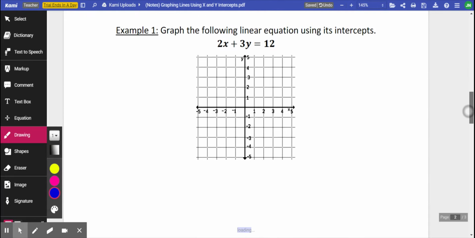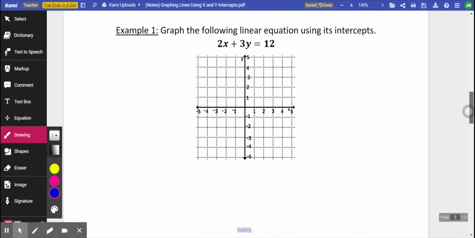So let's say you wanted to graph this linear equation, right? One thing you can do is get the y by itself. Normally you would get the y by itself, and then you would graph it. If you want to do it that way, be my guest. But you could also do the following.